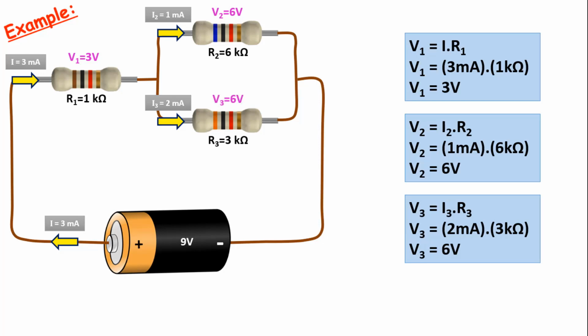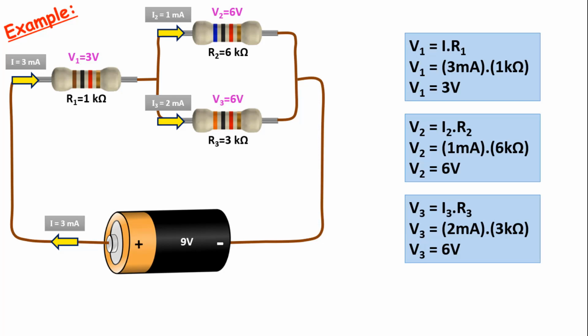I want you to notice that the voltages across resistors R2 and R3 are both 6 volts. In parallel connected resistors, the voltage values must be the same. If we didn't find it like this, we would have made a mistake. In this way, we can also check the correctness of what we have done.